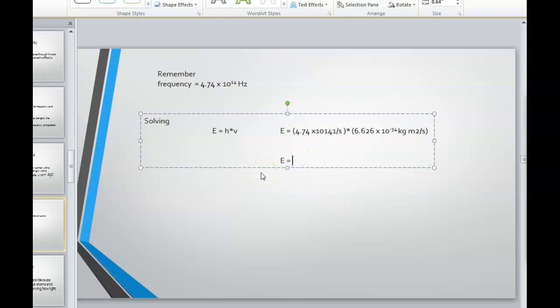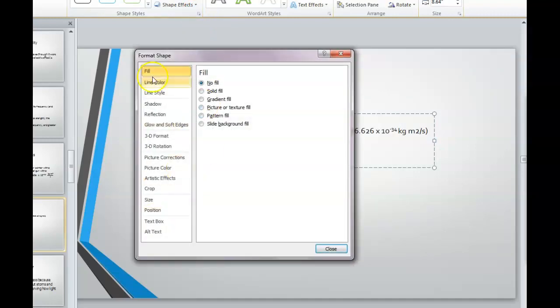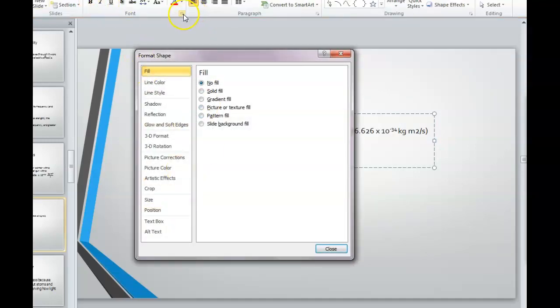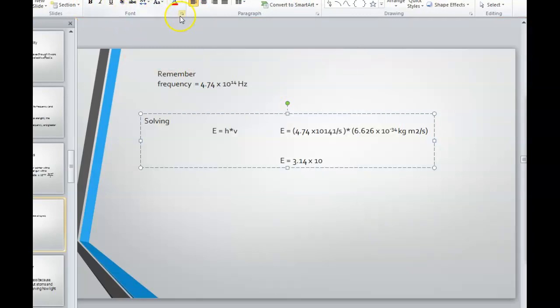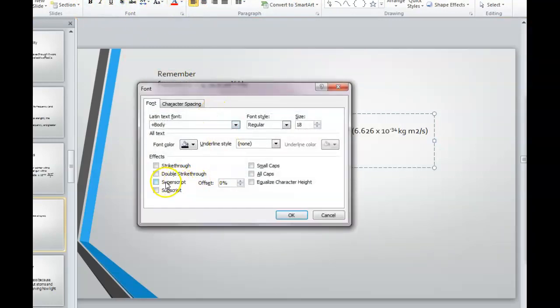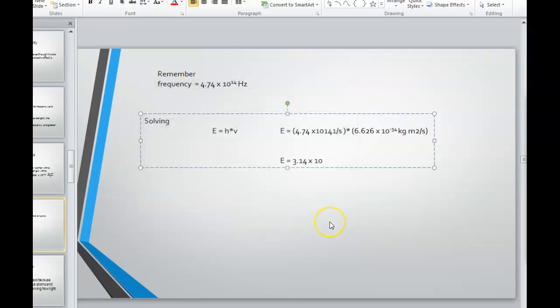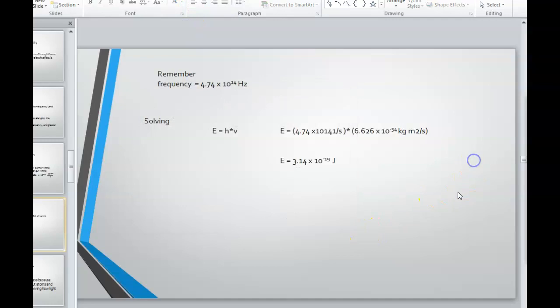If you plug that into your calculator, you should get 3.14 times 10 to the negative 19. And you get the units for energy, which are joules. So I'm just going to write that out as joules. That's what you should get for the energy of this photon.